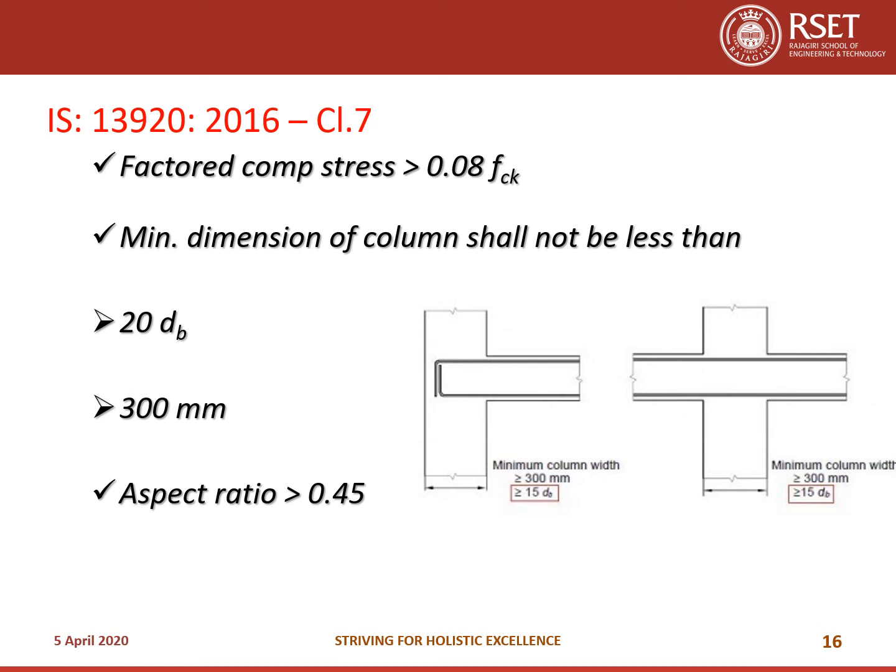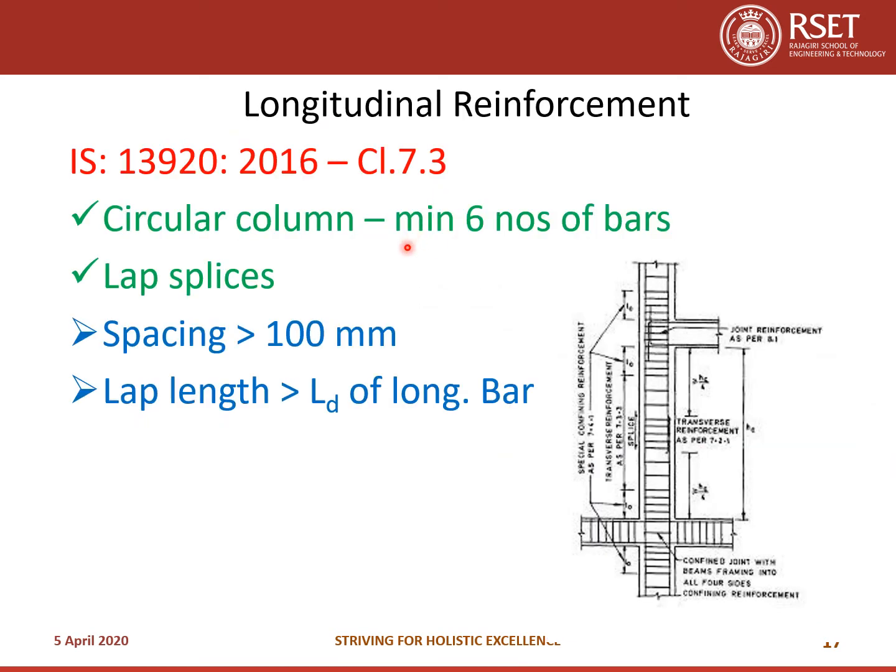Aspect ratio, that is, the ratio of the smaller dimension to larger dimension of the column, shall not be less than 0.45. Minimum number of bars required for the circular column is 6, and for rectangular columns it is 4. For the lap spliced region, the spacing of the links should not be greater than 100 mm. Also, the lap length should not be less than the development length of the largest longitudinal reinforcement bar.